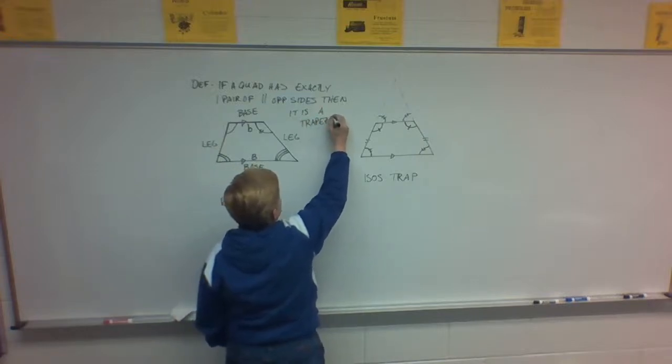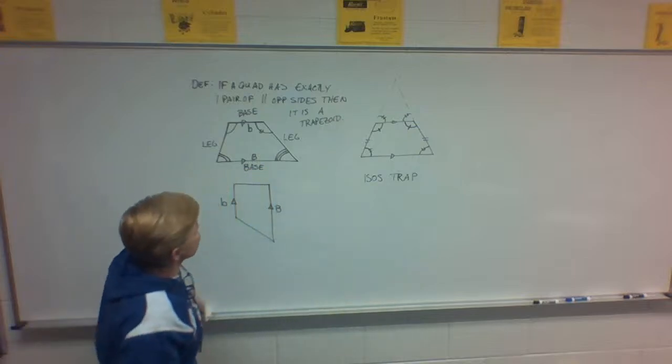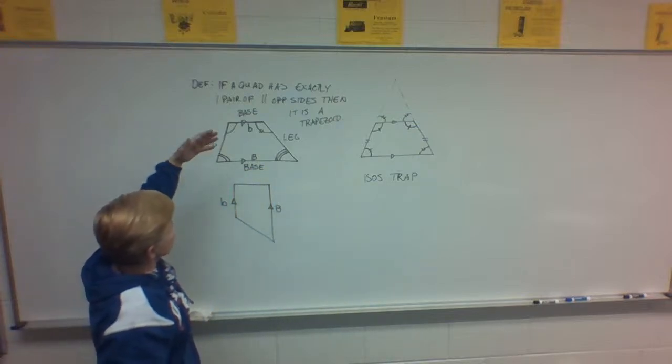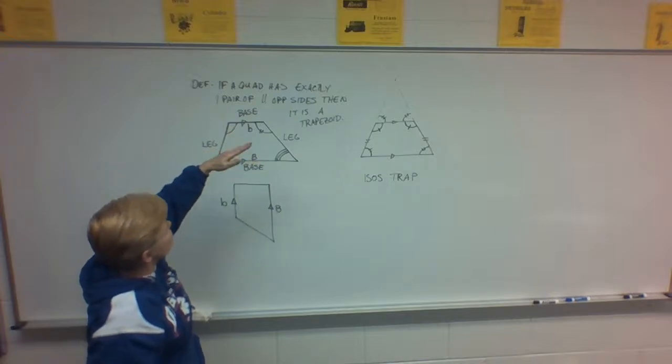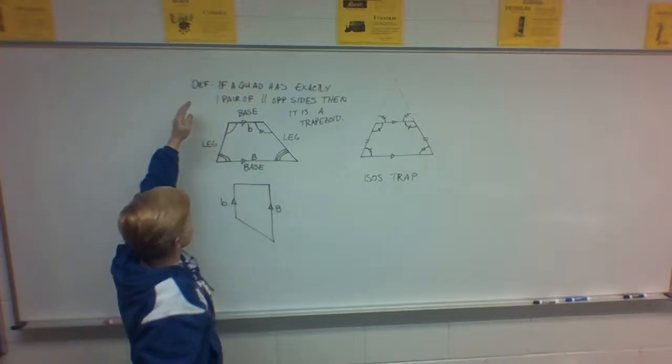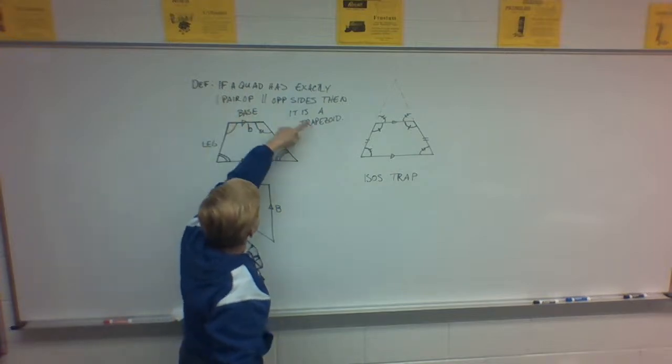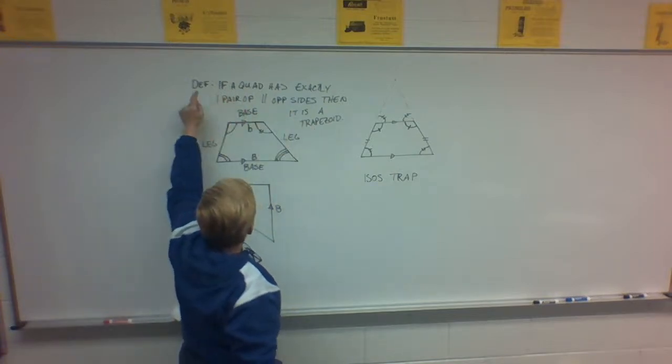I should have written that down first, so I had to kind of cram it in here. But it's an if-then statement. If a quadrilateral has exactly one pair of parallel opposite sides, it's a trapezoid. If it's a trapezoid, then it has exactly one pair of parallel opposite sides. So this reads backwards and forwards, this if-then statement, because it's a definition.